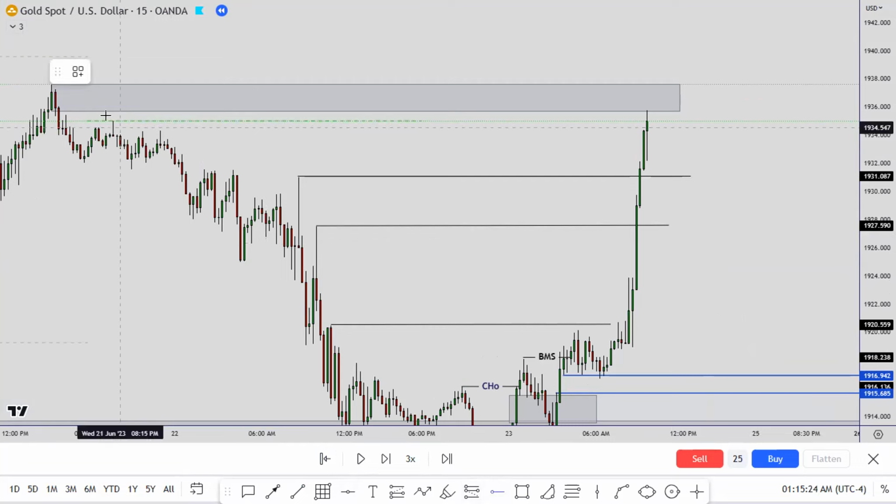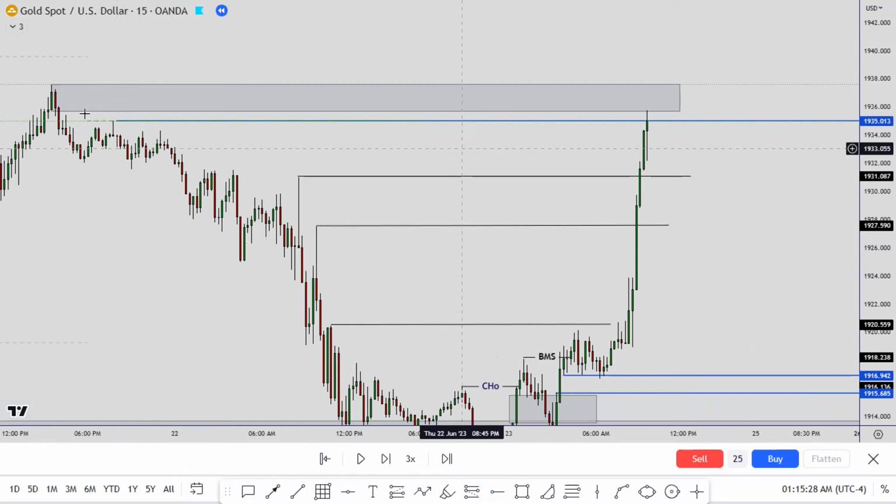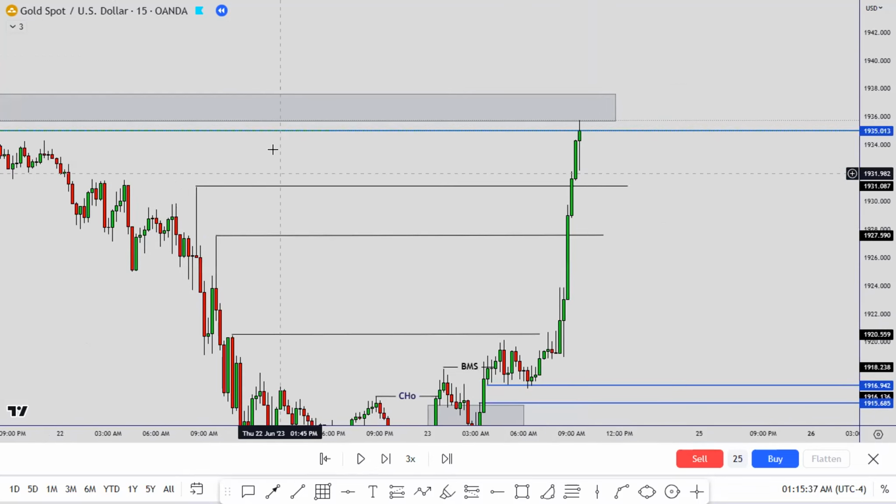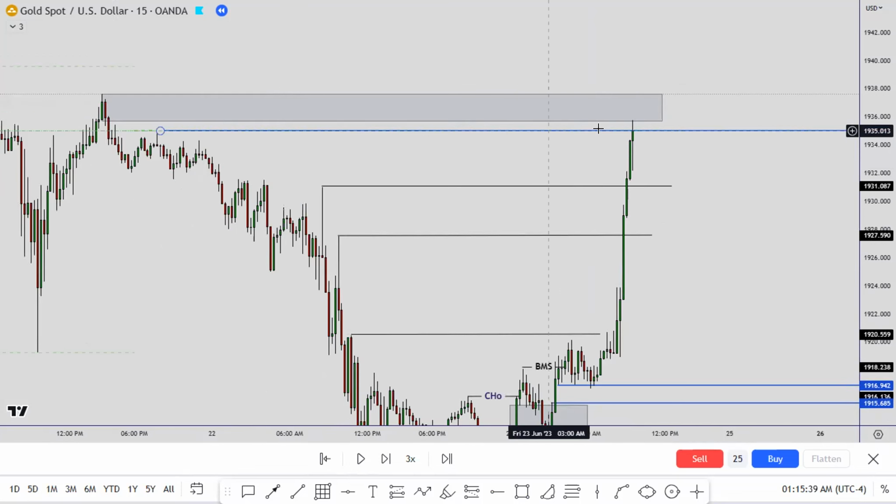This one. You see? Why? Because this is a liquidity grab, because price took the previous day high. So you can expect a reversal from here. If you're going to take your trade, you can take it here, because you know price already took this previous day high.